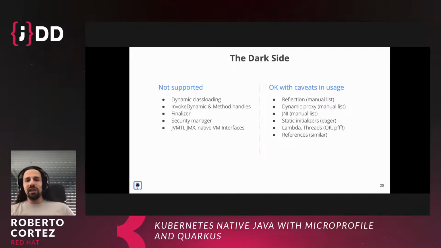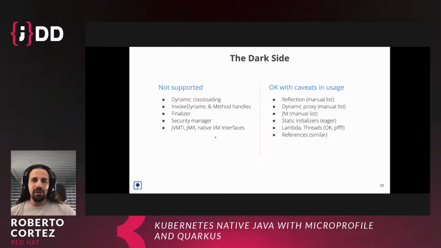Other things like invokedynamic and method handles from the JVM are also not supported, right? And then security managers, finalizers, those are not supported either, even though most people don't use them anymore. Then there are things that are supported, but with some limitations. For instance, reflection is supported, but you need to tell the native image which reflection calls are going to be used in your application.